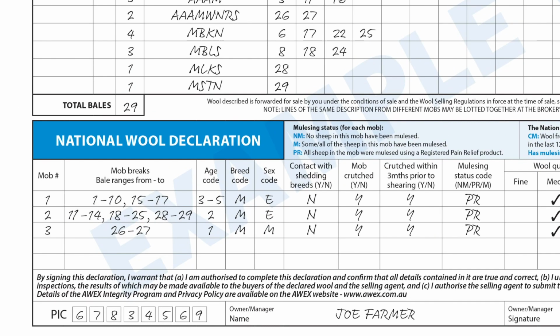All right? Now to your mobs. We start at mob 1. Now this class report will give us an example where there is a mixture of numbers. So mob 1 we're saying is bale number 1 to bale number 10, and then bale number 15 to bale number 17. Righto. Mob 2 you can see starts in the break of mob 1. So we started pressing mob 2 at bale number 11. We pressed to 14. Finished off mob 1, and then we've gone back to 18 to 25, and then 28 and 29 at the end of the shed were all mob 2.